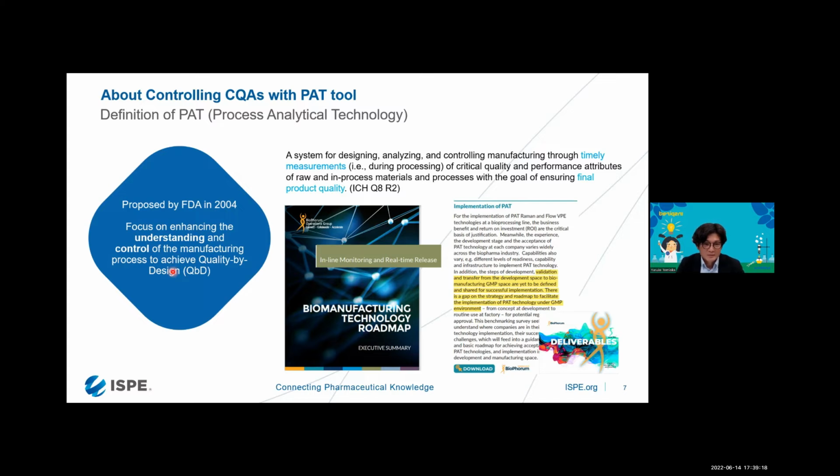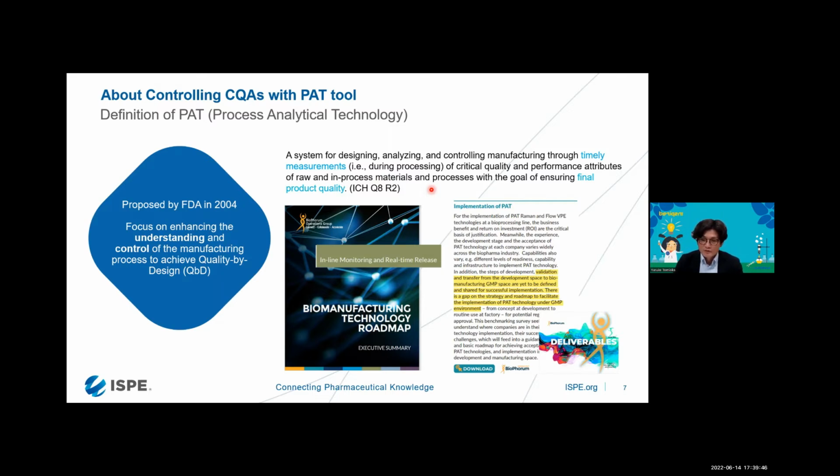And PAT is also defined by ICH Q8. As their comment, PAT is a system for designing, analyzing, and controlling manufacturing through the timely measurement of critical quality and performance attributes of raw and in-process materials, and processes, with the goal of ensuring the final product quality.